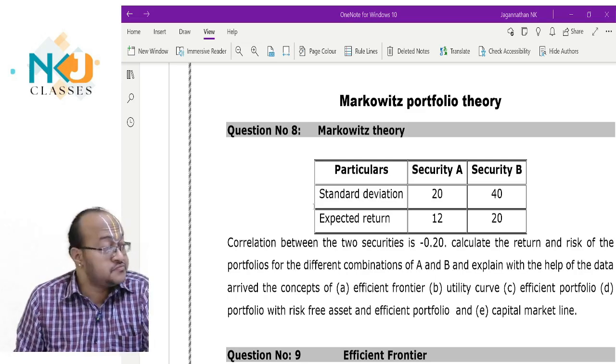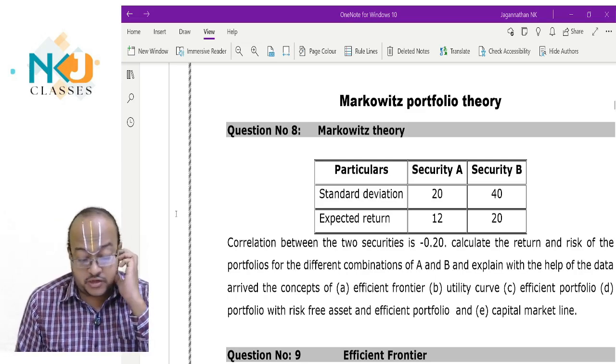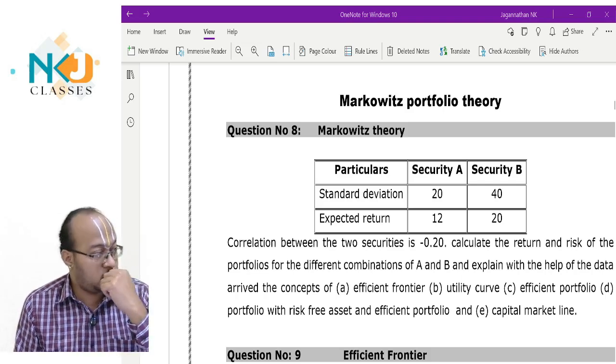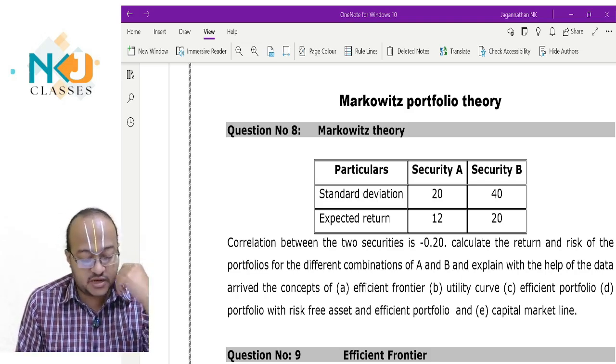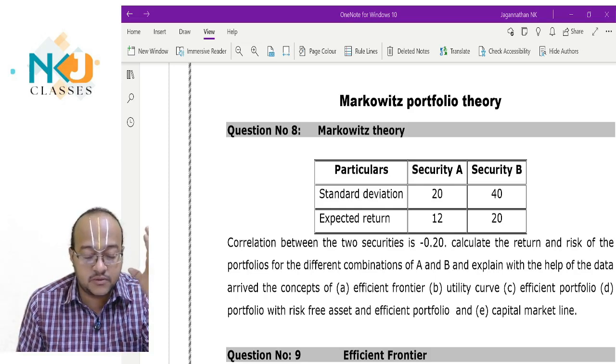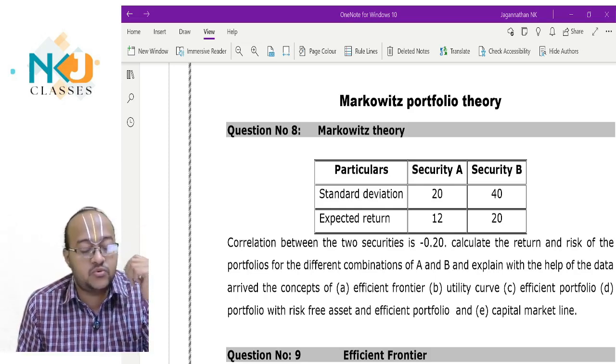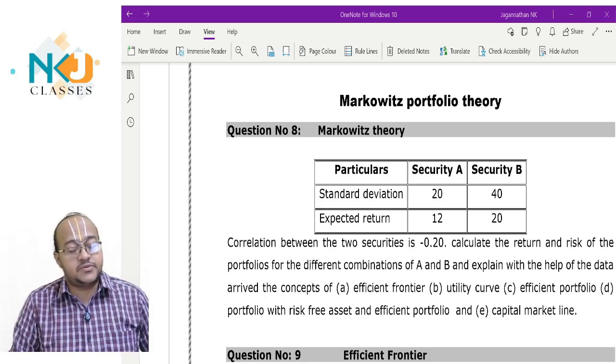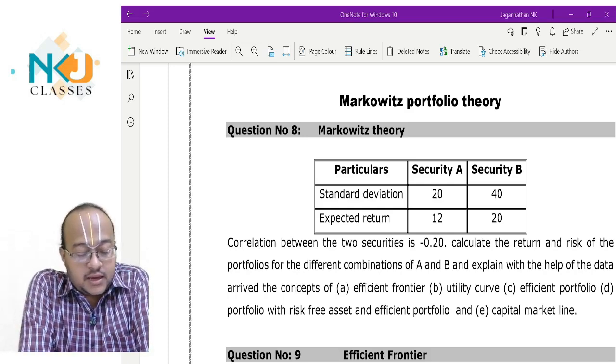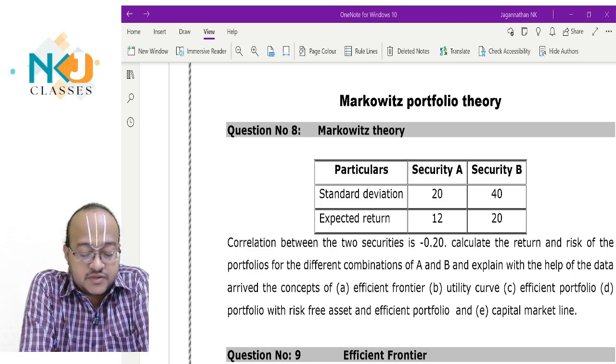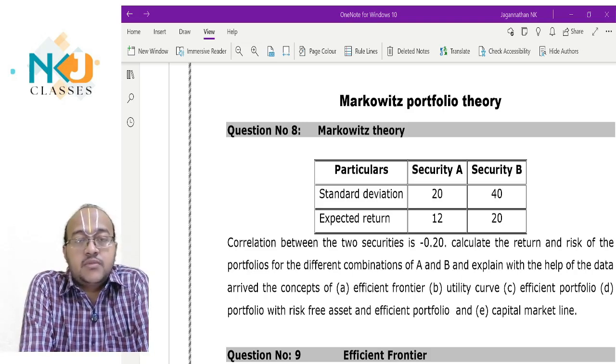See here, the question: note down the data. Security A, what is the risk, and security B, what is the risk? If you notice, I can observe that security A is a low return security as well as a low risk security, correct? Security A has a mean return of 12% and a risk of 20%.